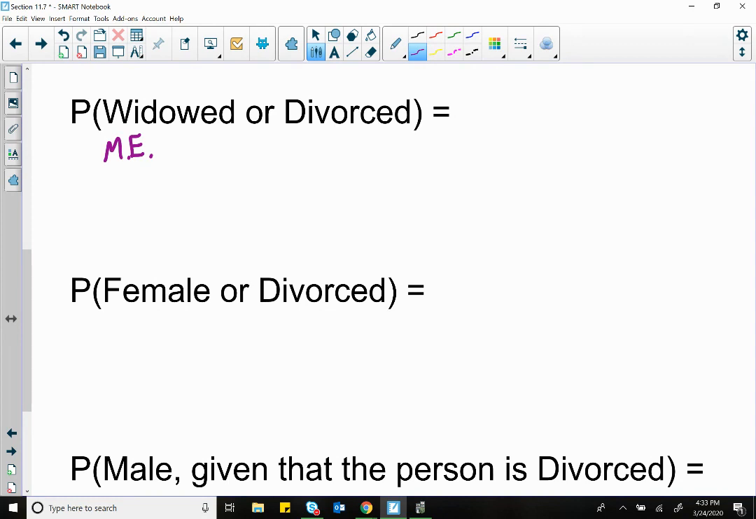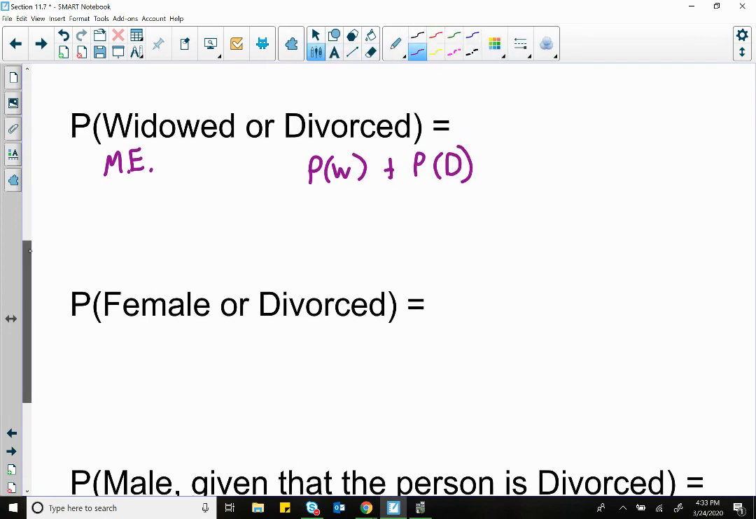Okay. So that's why this is mutually exclusive. You're not going to be both. You're going to be, what is your current situation? Either you're a widow or you're divorced. Okay. You're not both. So since this is mutually exclusive, all we're going to do is find the probability of being a widow and add that with the probability of being divorced.